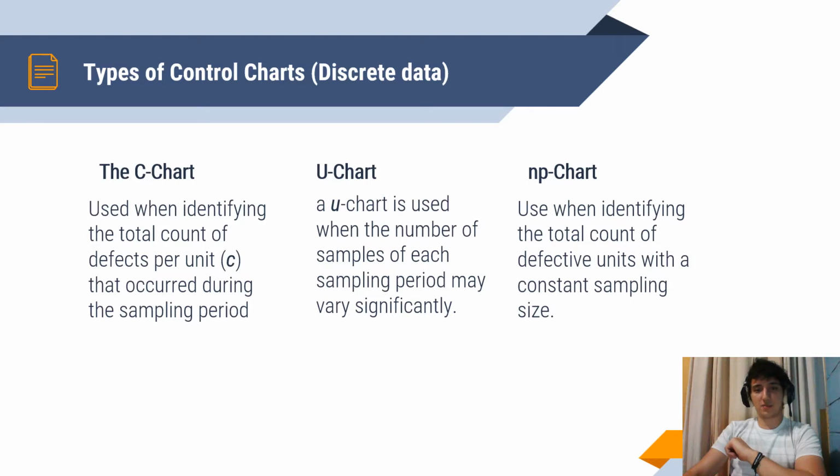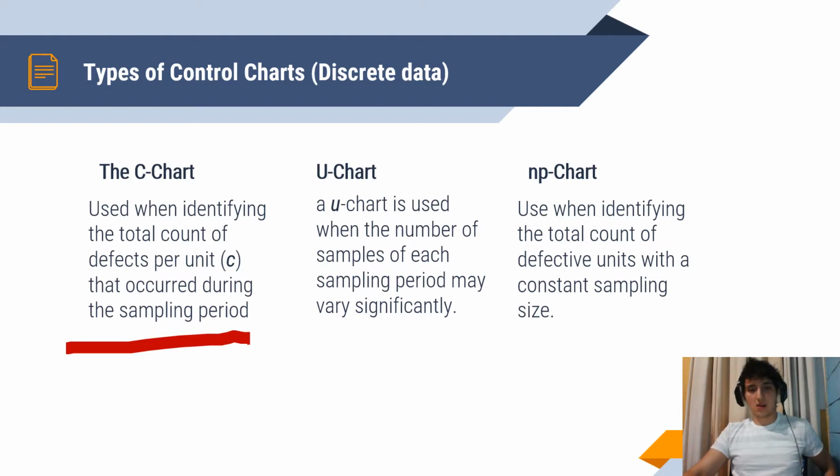The discrete data charts: the P chart should be included on this slide, but didn't fit. So we have the C chart. Okay, this is the same as the P chart. These are very similar, but what happens here is that we do care about the numbers and what's going on in each step. Also, we have the U chart. It's the same one, but the number of samples of each sampling period may vary. So this one has a lot more variation.